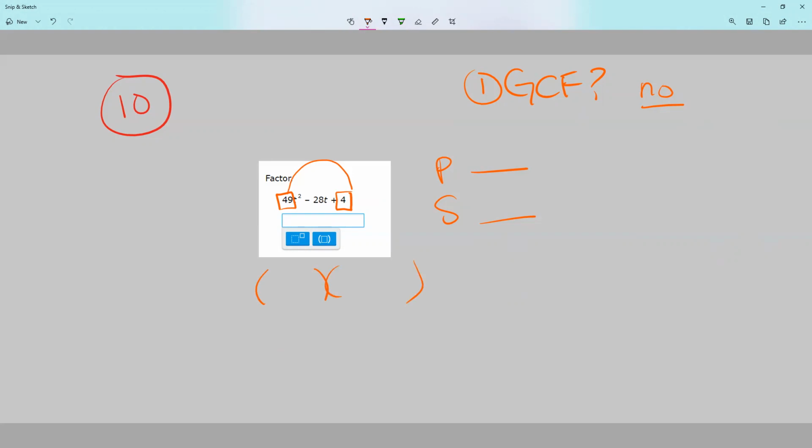So this ends up being 7t. That's the square root of 49t squared. And this is going to be 7t. This is 4, and this is 4. And then in the middle, you're going to have one positive and one negative.